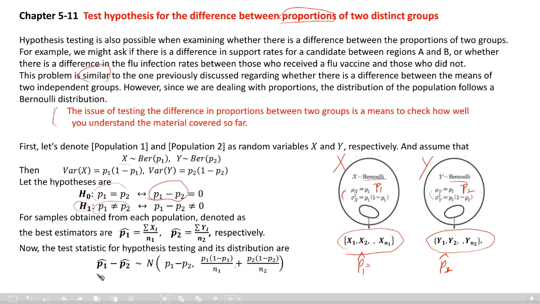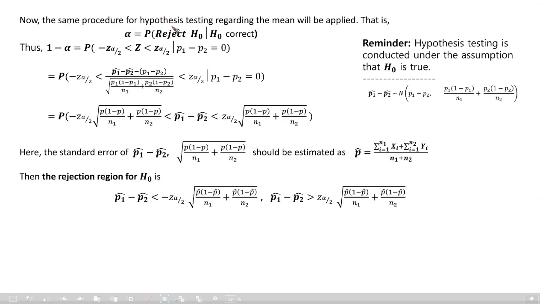You get it? We already studied this. These are estimators, so random variables, because the X are random variables. So I denote them in bold, right? Bold for the estimator, and for an estimate, we simply write P1 hat, not bold. You have to distinguish estimator and estimate. Okay, let's see. Then the same procedure as for the hypothesis testing regarding the mean will be applied.